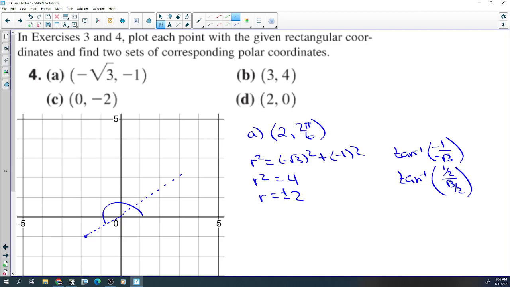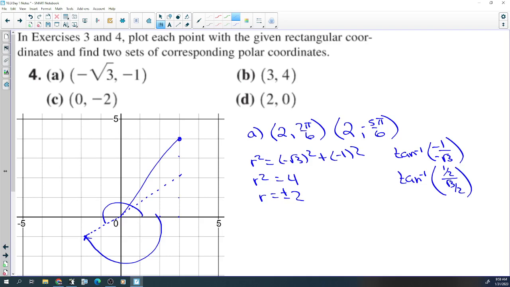But it asks for 2 of them. So I can go 2, and instead of going in the positive direction to get there, we can go in the negative direction, which is -5 pi over 6. I think we just did this one.